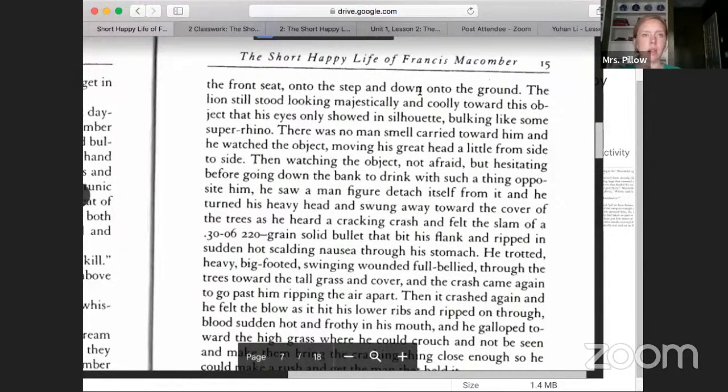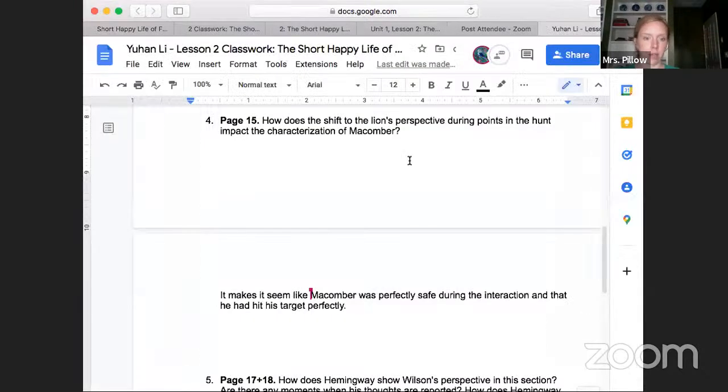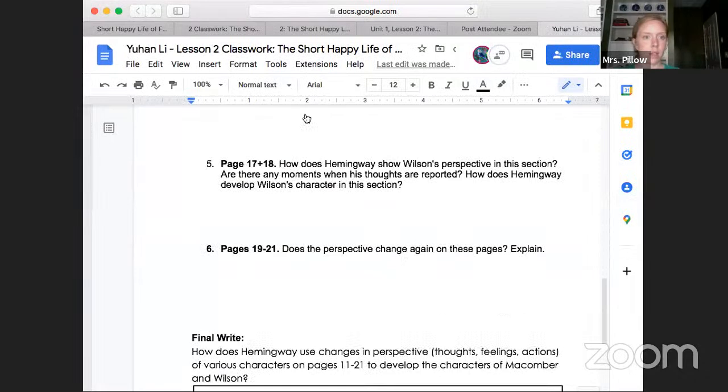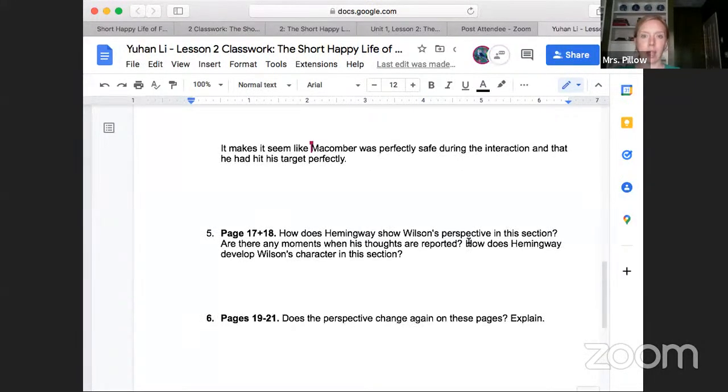Because we're treating the lion as having this almost regal perspective. The lion in the beginning is the one in control. Yeah. And Francis is the one who's afraid, cowardly. The lion is kind of looking at him like, I dare you to shoot me. I'm regal, I'm majestic. I'm looking at you very coolly from a distance. It's almost like the lion judges Francis.